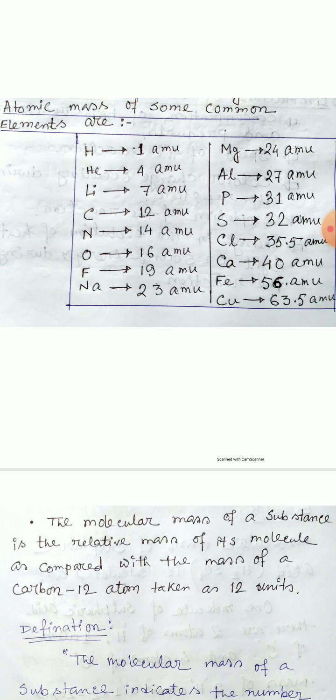Similarly, atomic mass of carbon is 12, nitrogen 14, oxygen 16, fluorine 19, sodium 23, magnesium 24, aluminum 27, phosphorus 31, sulfur 32, chlorine 35.5, calcium 40, iron, that is Fe, 56, and copper, that is Cu, 63.5 AMU. You have to remember these values. These are common elements.